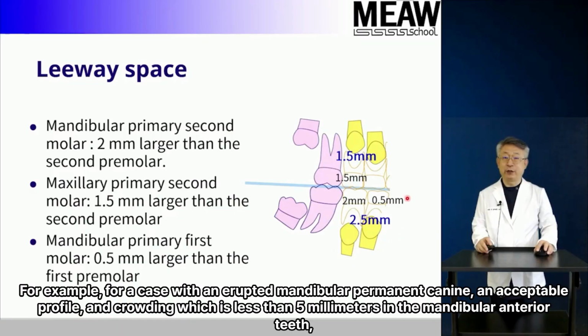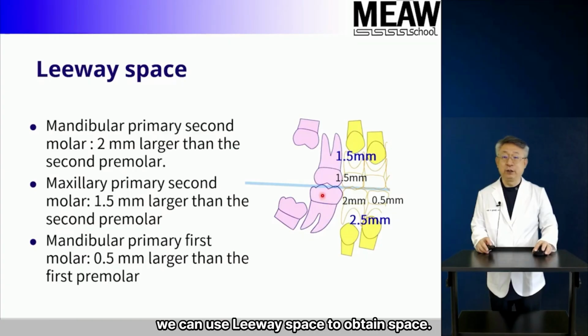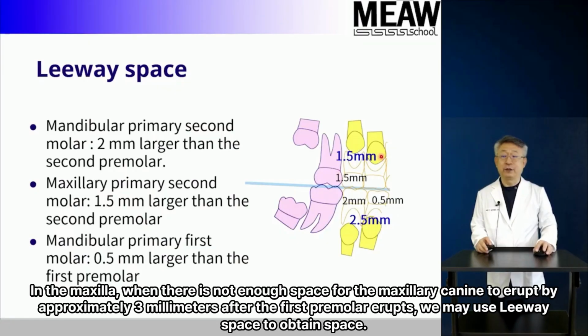For example, for a case with an erupted mandibular permanent canine, an acceptable profile and crowding which is less than 5 millimeters in the mandibular anterior teeth, we can use leeway space to obtain space. In the maxilla, when there is not enough space for the maxillary canine to erupt by approximately 3 millimeters after the first premolar erupts, we may use leeway space to obtain space.